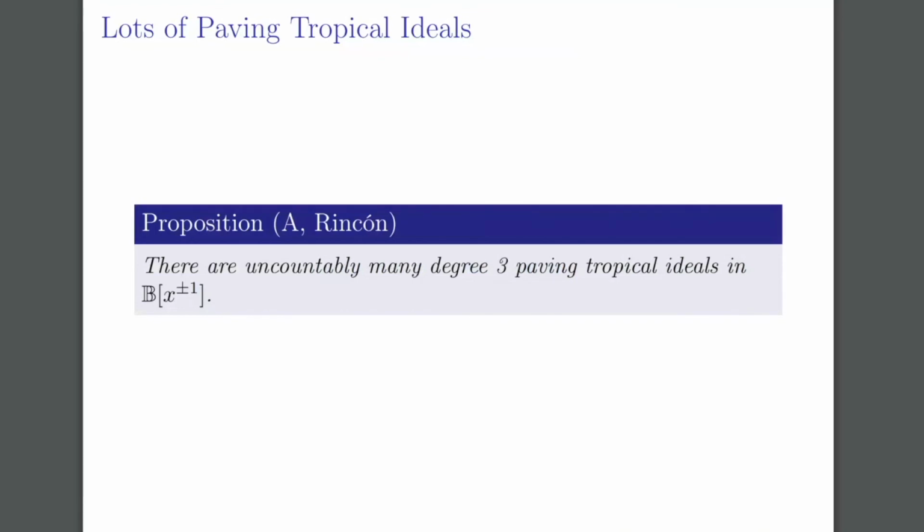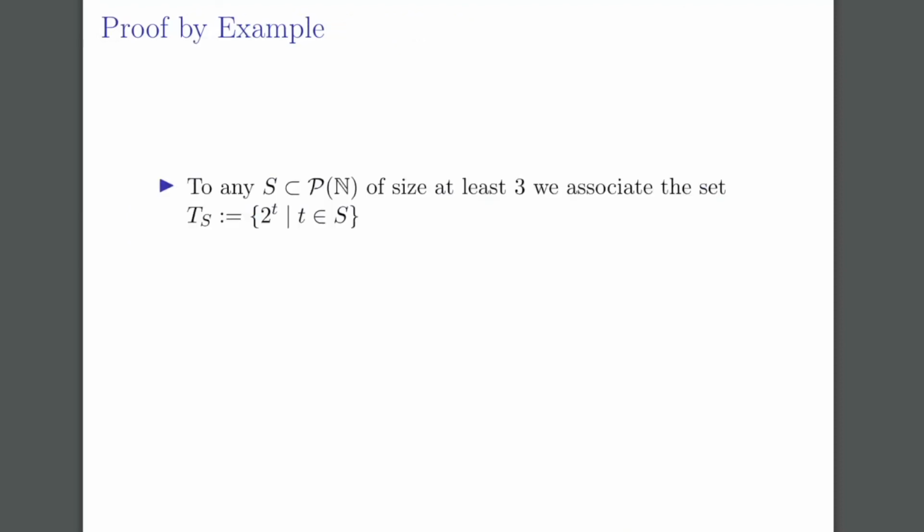And it's actually not hard to show this. We can just construct an uncountable family of such tropical ideals, and it's really, really simple. So proof by example. Let's consider a subset S of the power set. So we're just going to take any subset of the natural numbers. It can be infinite, but it has to have size at least 3, right?